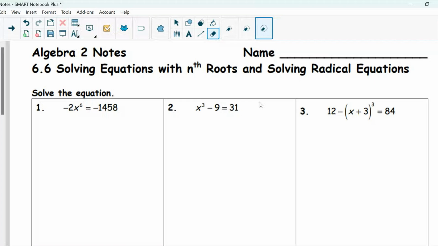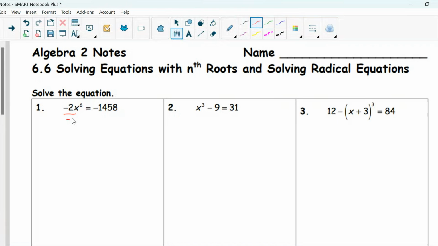So these first couple equations here are just warm-up problems where we are solving equations that include exponents. So let's just do one of these as a quick start. Taking a look at number 1 here, I have negative 2x to the 6 equals negative 1,458. So my goal is going to be to isolate x.